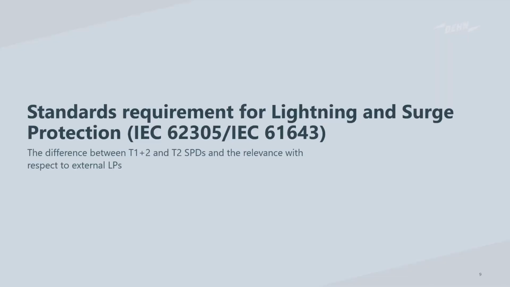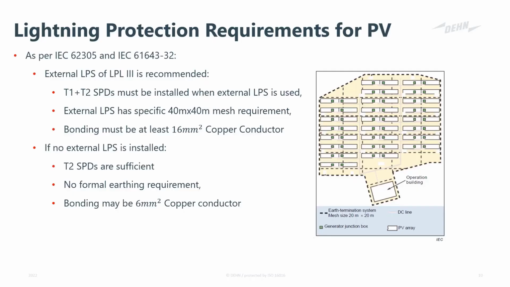The standard requirements for lightning and surge protection, the standards we mentioned, are the IEC 62305 standard, which is the main standard for lightning protection in IEC countries, and also the IEC 61643 standard, specifically -32 for PV in this presentation. So as per these two standards, if an external lightning protection system is installed on the PV plant, you need to have at least type 1 plus 2 SPDs installed, which means they should cater for lightning and surge current. The earthing system must consist of at least these 40 by 40 meter meshes, and bonding in the PV area must be done with at least 16 millimeter squared copper cable.